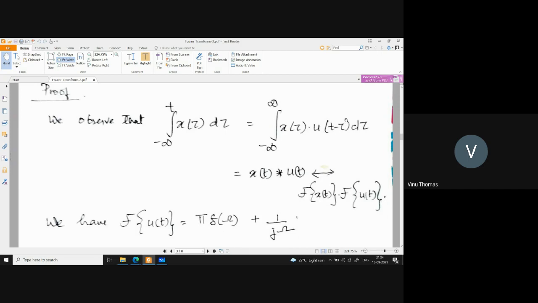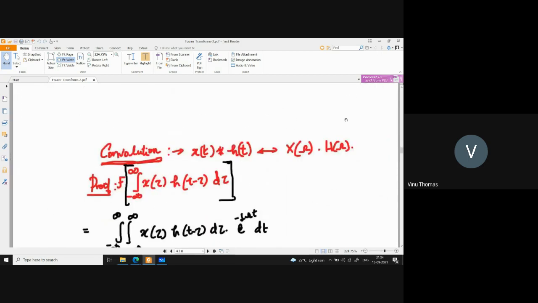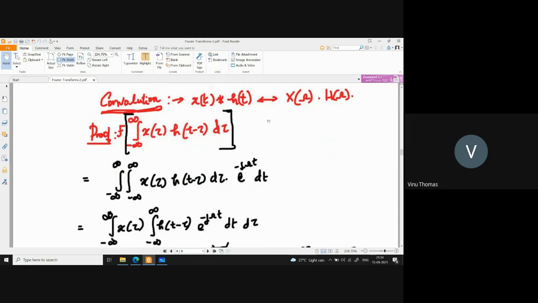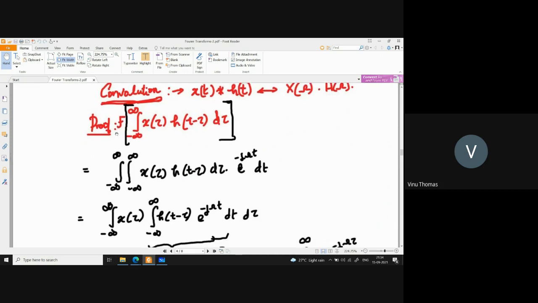Now you will need to look at what convolution is here and what the Fourier transform of the convolution of two sequences is. So let us look at the convolution of x of t and h of t. You will prove that x of t convolved with h of t is equal to the product of the individual spectra, that is X of omega into H of omega. So the proof is trivial. We'll write the Fourier transform of the convolution of x of t and h of t as here.